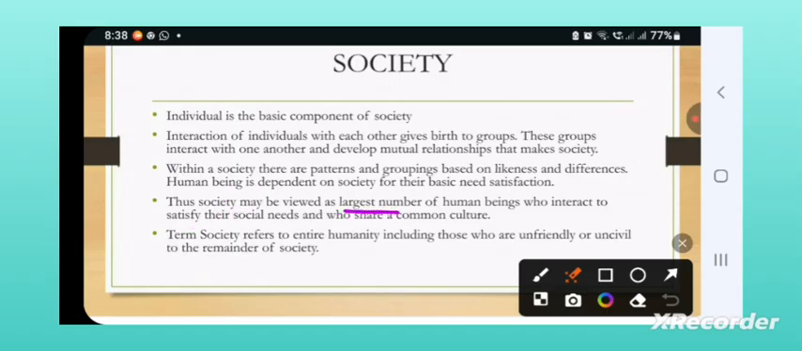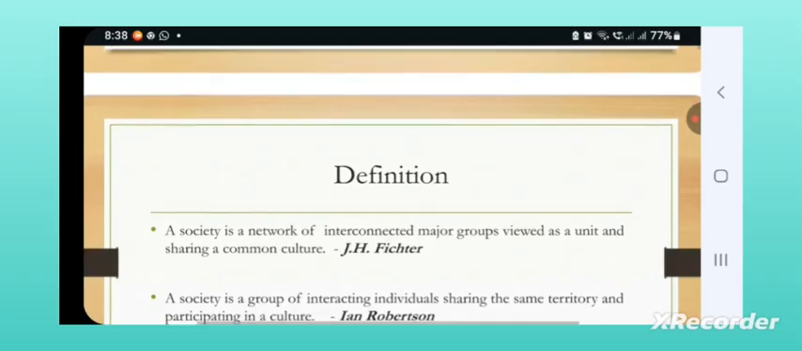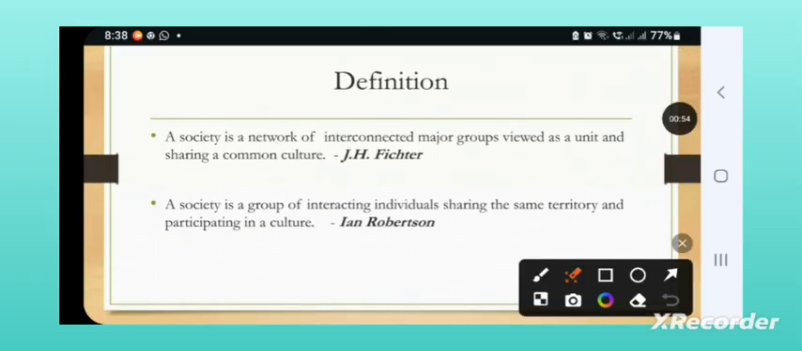Society may be viewed as a large number of human beings who interact to satisfy their social needs and who share a common culture. The term society refers to the entire humanity, including those who are unfriendly and uncivic to the remainder of society. The definition of a society: a society is a network of interconnected major groups viewed as a unit and sharing a common culture, J.H. Fichte. Next, Ian Robertson: a society is a group of interacting individuals sharing the same territory and participating in a culture.